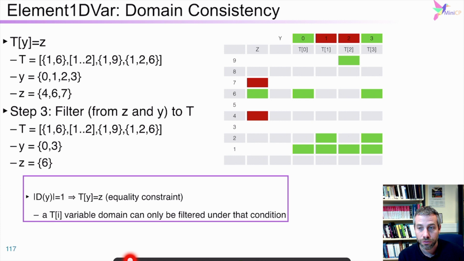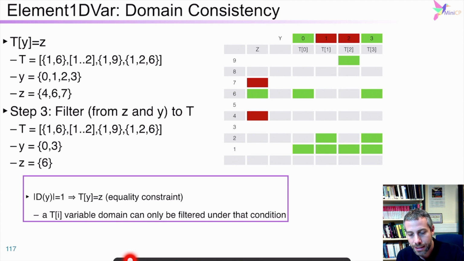And the last direction of filtering is filtering the domain of the T variables. So all these domains. And again, in that situation, you can only do it if you realize that the domain size of the variable y is equal to 1. But if the domain size of variable y is not 1, then you cannot remove anything because you don't know in which variable you should remove it.